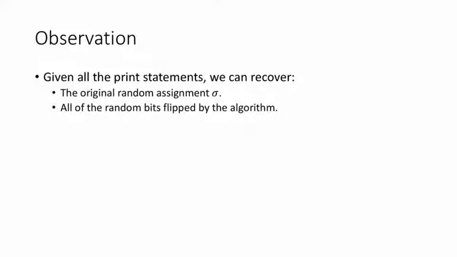The point is that now we can make the following observation. The observation is that given all of these print statements, the ones that we just saw how we'd be printing out, I claim that we can recover both the original random assignment sigma and also all of the random bits that were ever chosen by the algorithm, all the random coins the algorithm flipped. So I'm going to prove this observation by example, that same example that we just went through in excruciating detail. But after seeing the example, you should pause the video and try to convince yourself that it's true, not just in this example, but in general.